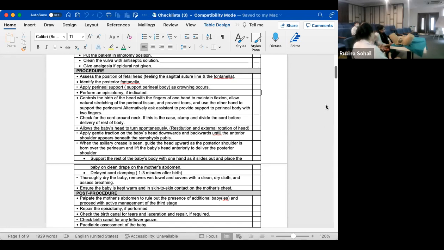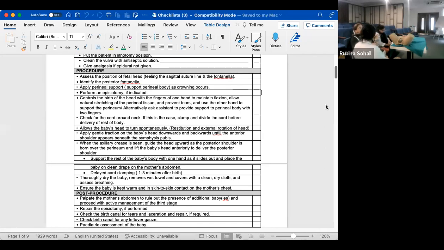So how should the third stage be managed? Let us talk about that now. Management of third stage starts with the second stage. How? When the baby delivers and the second stage is about to be completed, that is the time to give oxytocin. So either oxytocin or misoprostol should be given with the delivery of the anterior shoulder in the primary deafness and with the delivery of the fetal head in the primary deafness.